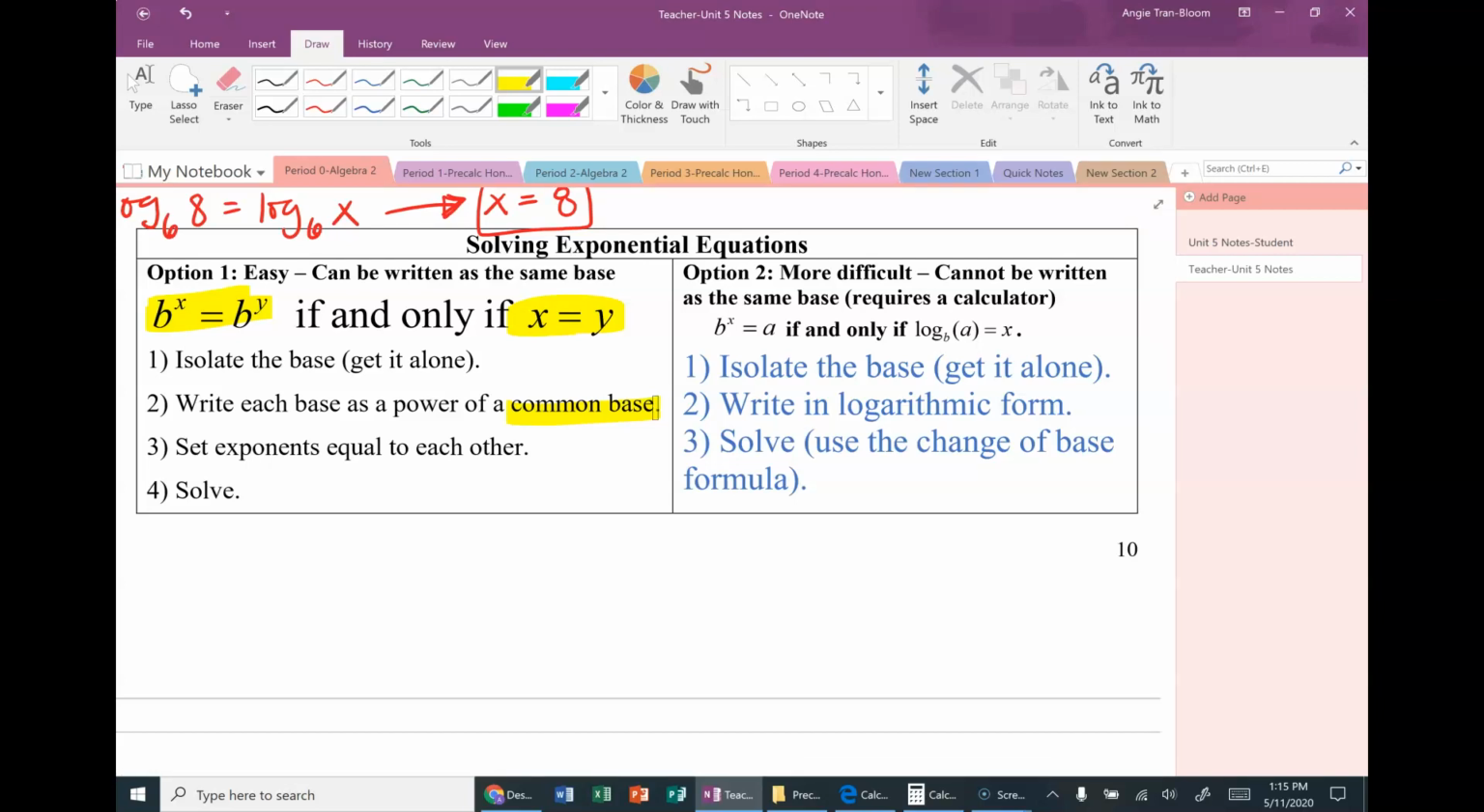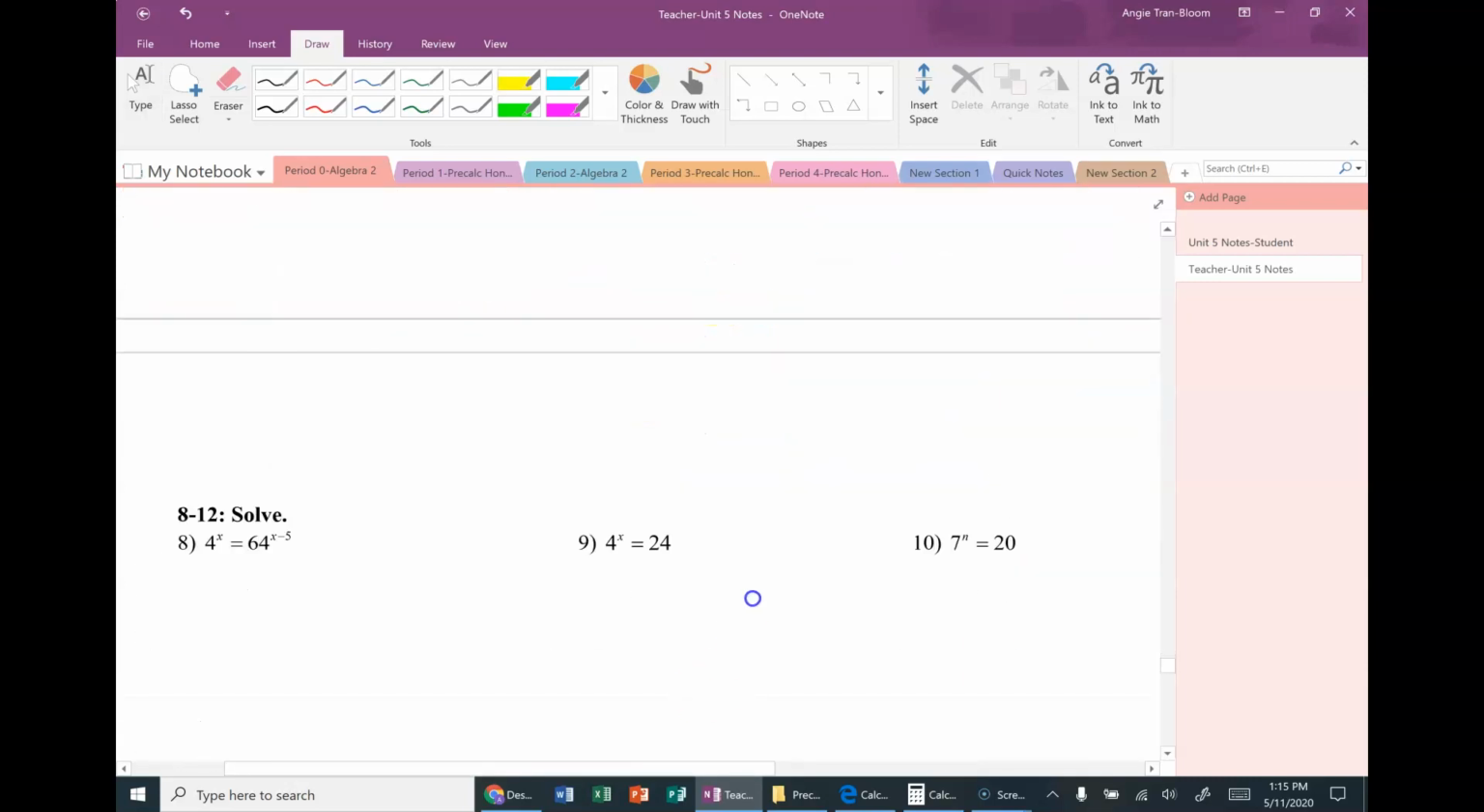Option number 2 is more of what you're going to be seeing today. More difficult. If you have a base b to the x equals a, and somehow they are not the same, B and a, obviously, they're not the same, so you can't drop the bases. Instead, use log to solve, okay? So let's try a few of these.